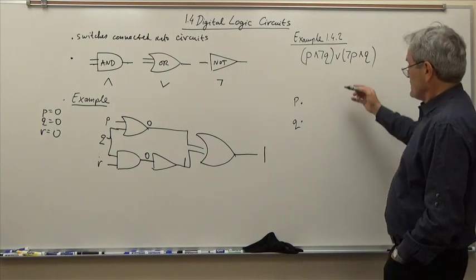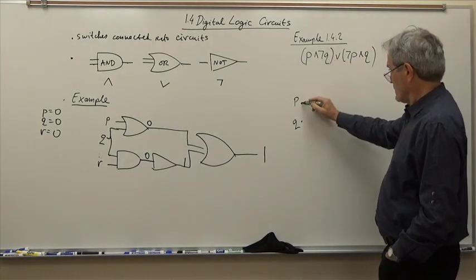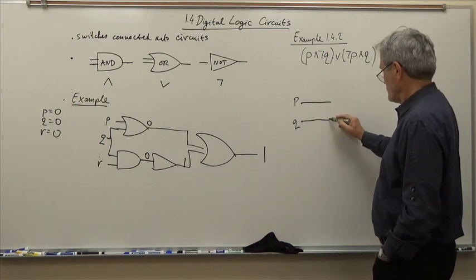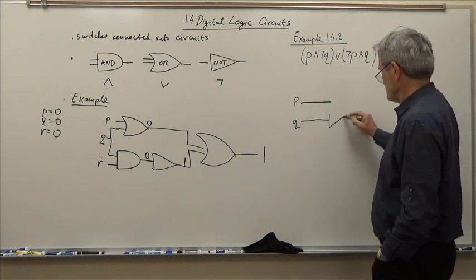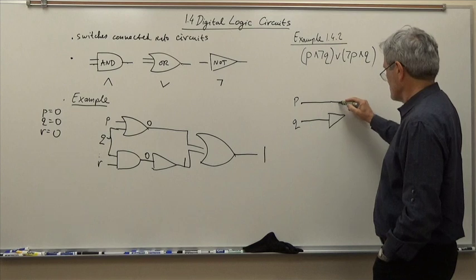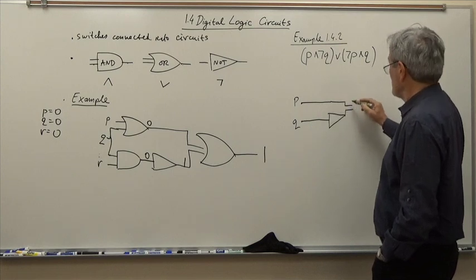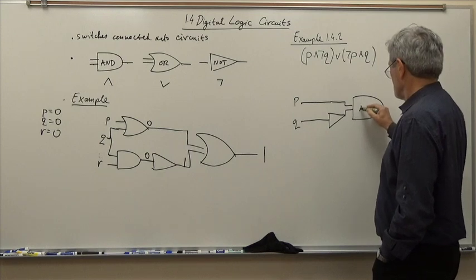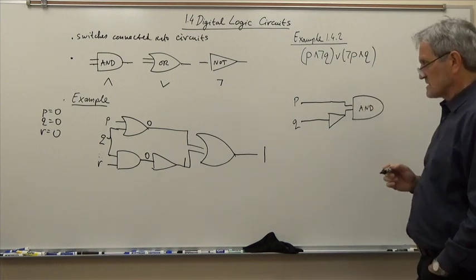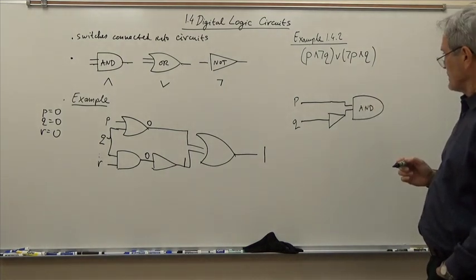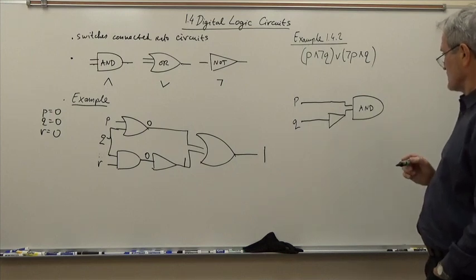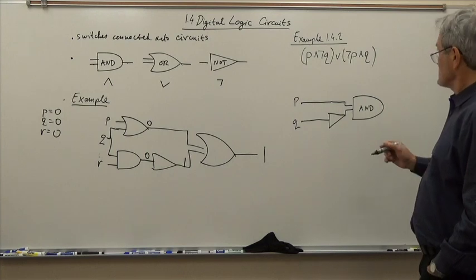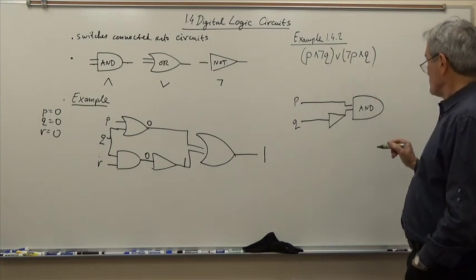So in order to build the top one, we'll just lead P normally, but then Q has to go through an inverter. So here is now not Q. These two will feed into an OR symbol. Since symbols are similar when I draw, I often like to write the word inside so that I'm sure there is no misunderstanding. So this is P and not Q.